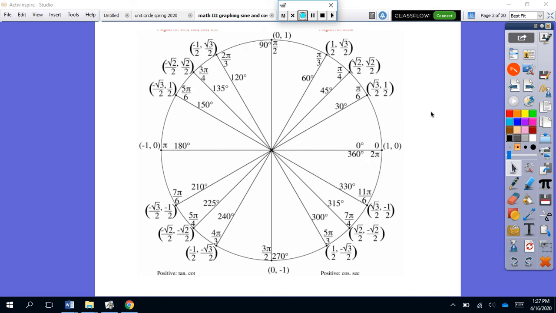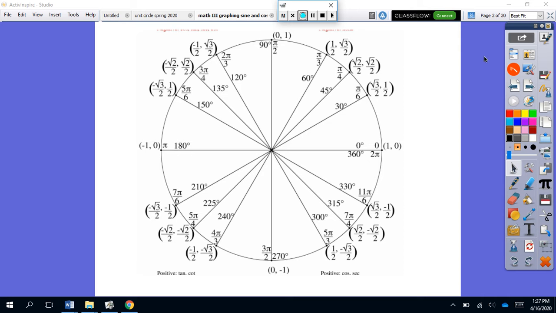Okay, in this lesson we're going to learn how to sketch the graphs of the sine and the cosine functions. We get the values for our graphs, our x and y values, from the unit circle. Remember, the coordinates on the unit circle are x and y values, but each of these coordinates is a cosine of that angle or a sine of that angle. For instance, for 60 degrees, the cosine of 60 degrees is 1/2, and the sine of 60 degrees is square root of 3 over 2.